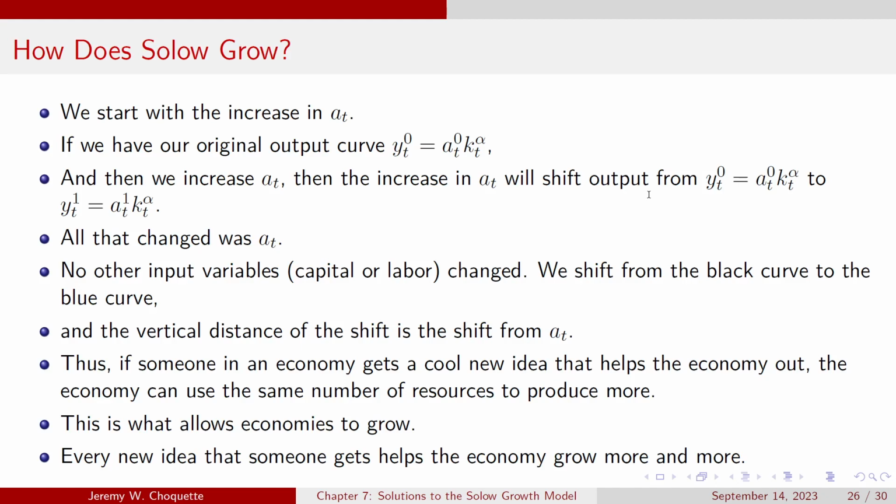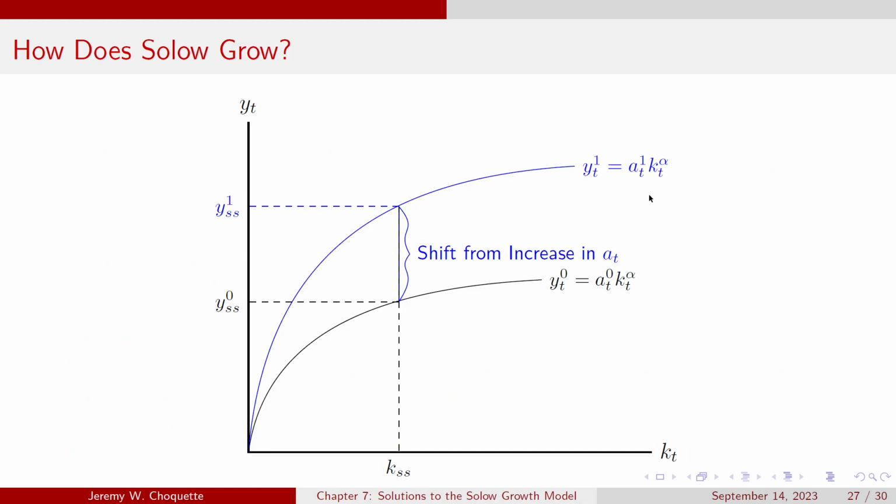So if someone in an economy gets a cool new idea that helps the economy out, the economy can use the same number of resources to produce more. And that's what actually allows economies to grow. Every new idea someone gets helps the economy grow more and more. Right? Maybe not every new idea. Some new ideas are complete crap, but every new idea that is considered useful, that can aid in the production process, makes workers more efficient. It makes capital more efficient. It's a better use of your time. You can do more. Thus, we are shifting output upwards.